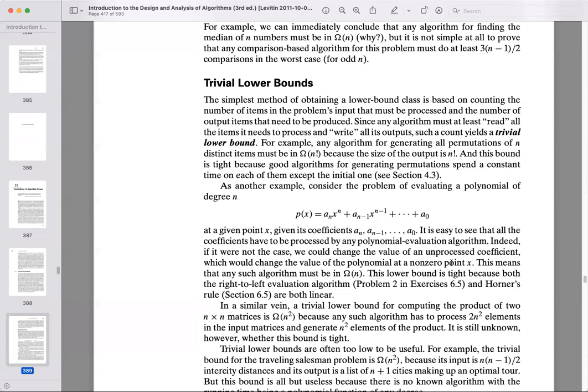Another example they give here is the problem of evaluating a polynomial of degree n. You have to see that all the coefficients have to be processed for that to be the case. So the algorithm must be big omega of n. And this lower bound is tight, as it points out, because the left-to-right evaluation algorithm and Horner's rule are both linear. I think we didn't talk about Horner's rule, but if we did, that's going to be correct.